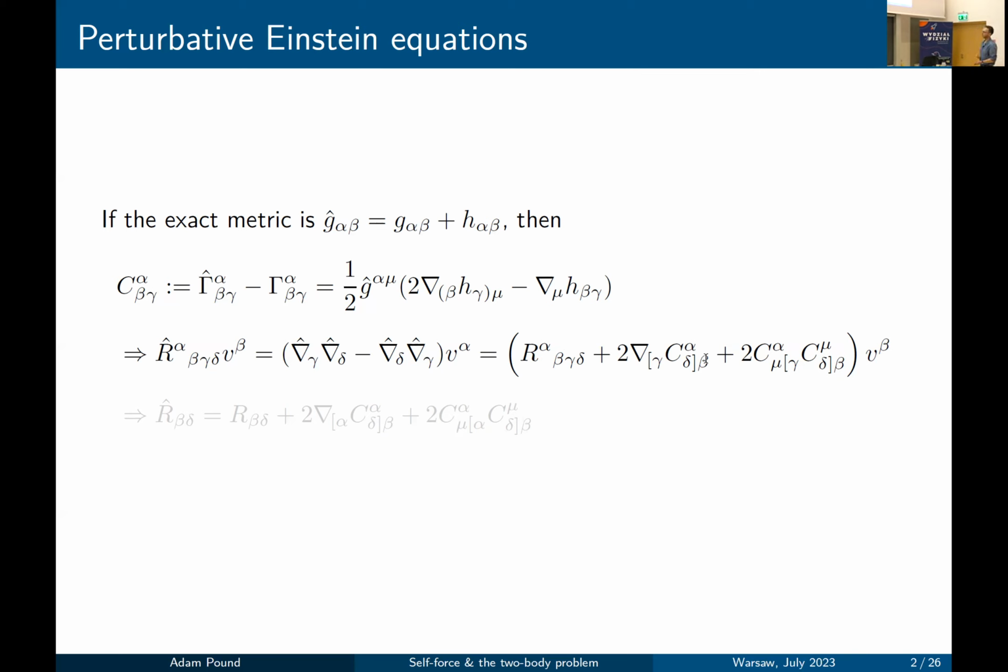So in the Einstein equation, we just have the Ricci tensor. So we contract two of the indices, and we have a nice simple formula for the exact Ricci tensor. So here there's no approximations. All I'm doing is writing curvature tensors on the exact spacetime in terms of background stuff and stuff involving h. A very simple formula in terms of the correction to the Christoffel symbols.